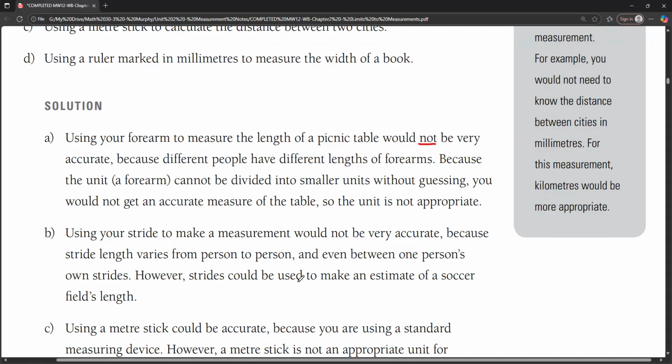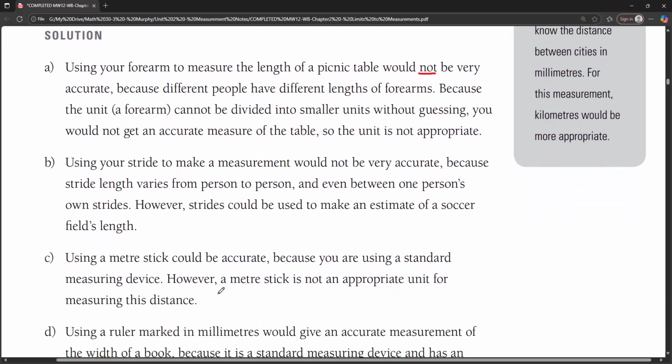B, using the length of your stride to mark off the playing field for soccer. Using your stride to make a measurement would not be very accurate because the stride length will vary from person to person and even between one person's own strides, right? It's hard to keep a consistent stride in the first place. However, strides could be used to make an estimate of a soccer field's length. So again, someone should be able to repeat the exact same measurement as you, but because the stride lengths may be different, that's going to be hard to do. But you can use it as an estimation.